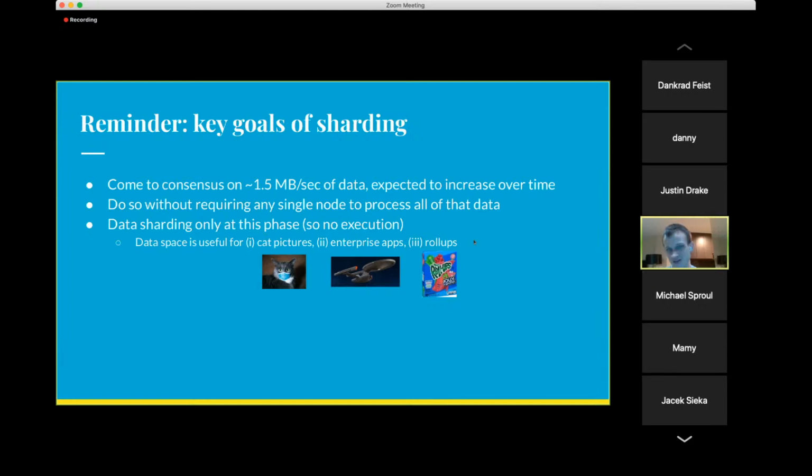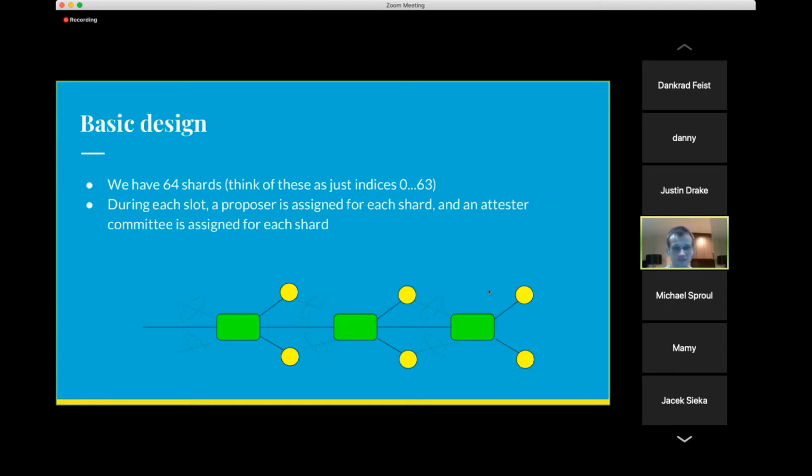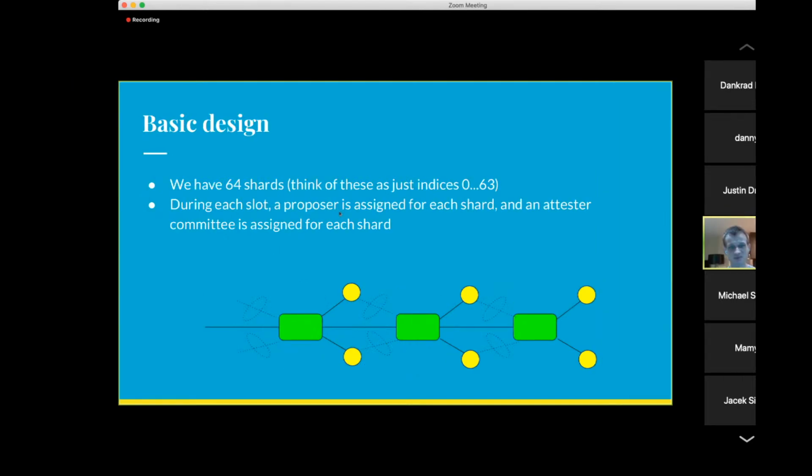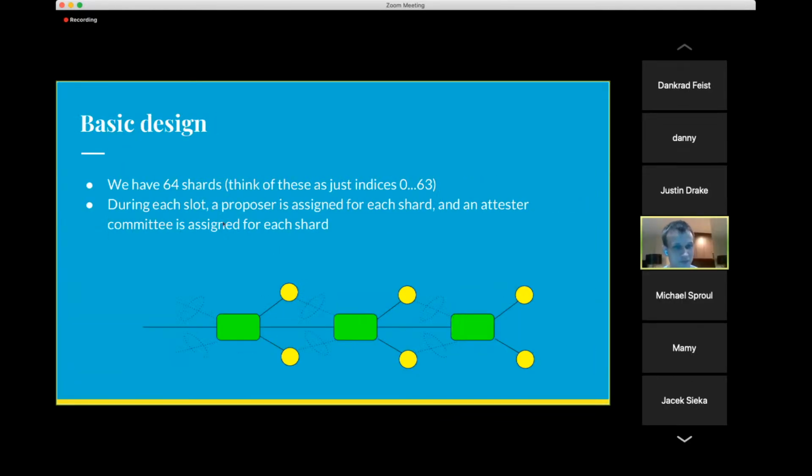Right. So here, what we're trying to do is come to consensus on, during each slot, or every 12 seconds, 64 blobs of data, where each blob of data has a size of somewhere between 0 and half a megabyte. So we have 64 shards, and it's probably best to think of these as indices. Think of these as just numbers from 0 to 63.